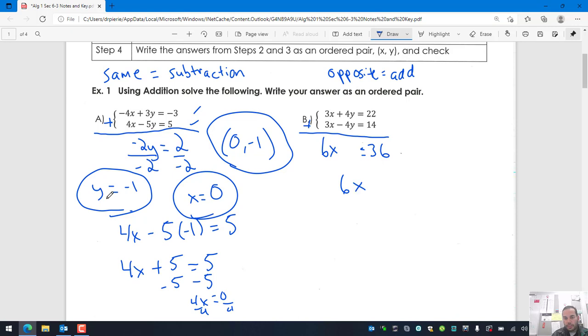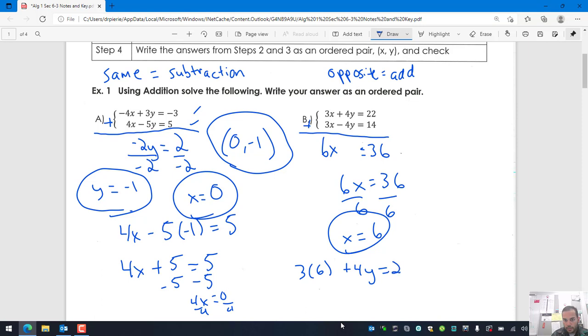So I've got 6x equals 36. Divide both sides by 6. And I should get x equals 6 for my first answer. Then I plug in 6 into either one of my equations. Which one do you like better, the first or the second? I think I like the first a little bit better. I'll have 3 times 6 plus 4y is equal to 22. 3 times 6 is 18. And now I'm going to solve for y.